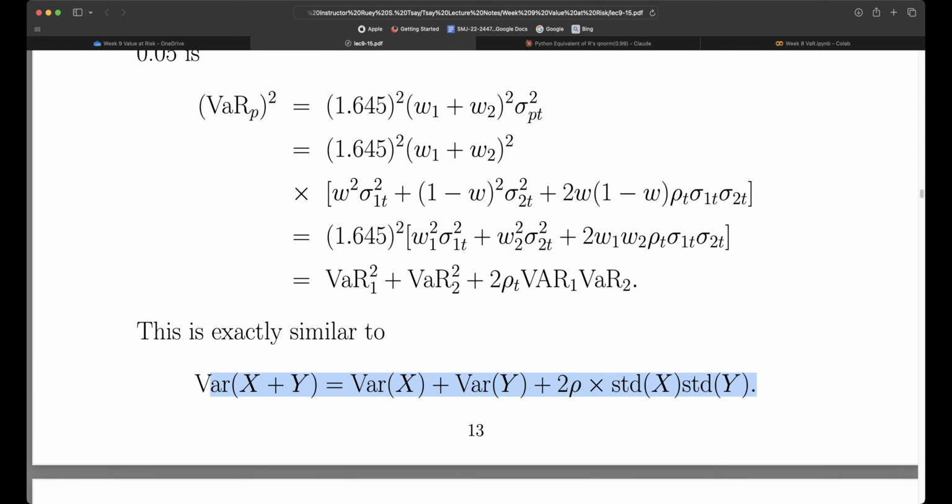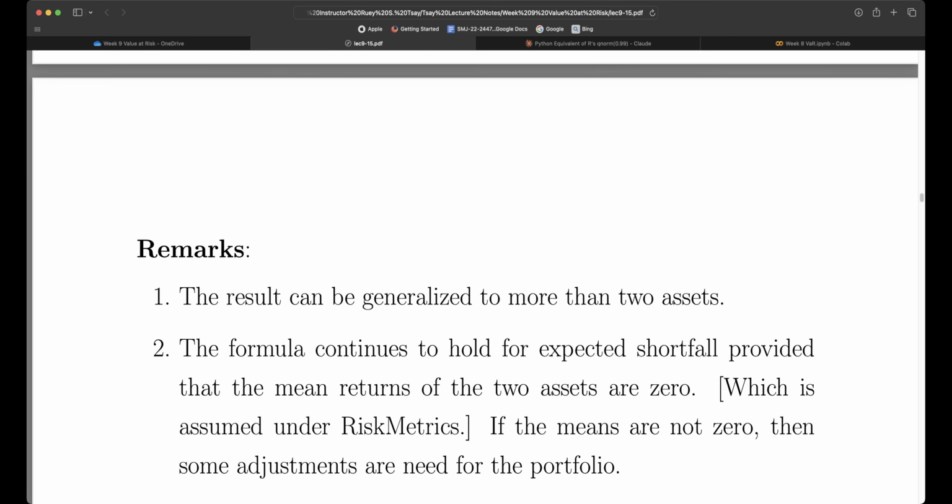Remark, the result can be generalized to more than two assets. The formula continues to hold for expected shortfall provided that the mean returns of the two assets are zero, which is achieved on the risk matrix. If the means are not zero, then some adjustment is needed for the portfolio.